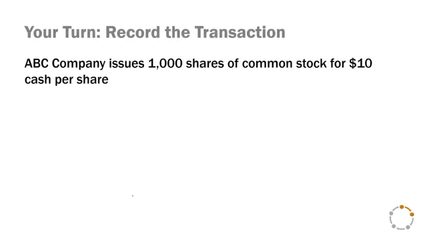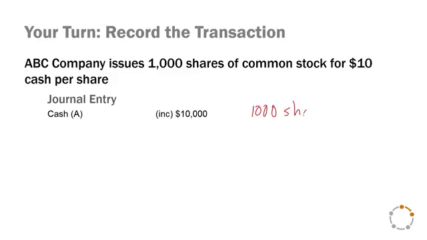Okay, let's see how you did on this one. The journal entry, the easy part, I'm going to do first. We know that the company got cash in exchange for issuing that stock. So its cash account, which is an asset, increases by $10,000, which is the 1,000 shares times the $10 per share.